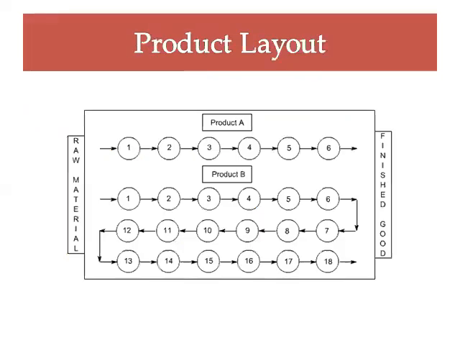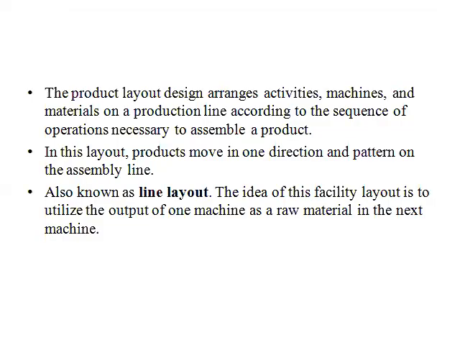Now, let us move to the next, product layout. As we are seeing here, product layout design arranges activities, machines, and materials on a product line according to the sequence of operations necessary to assemble a product. In this layout, products move in one direction and pattern on the assembly line. It is also known as line layout.